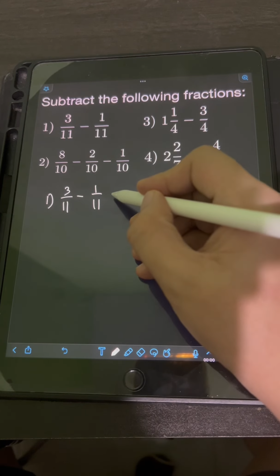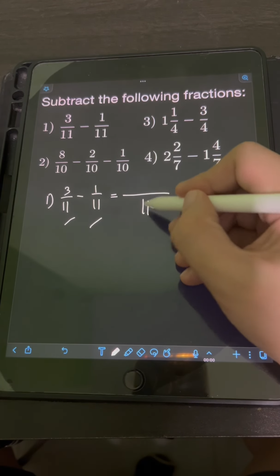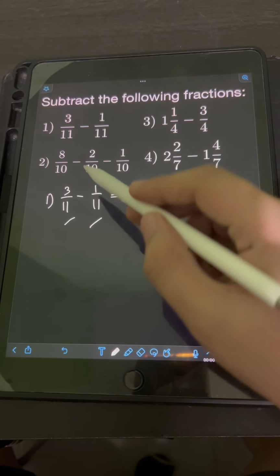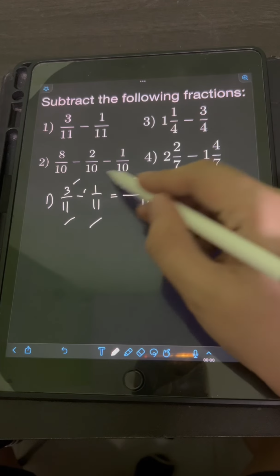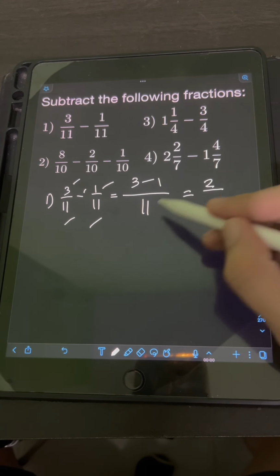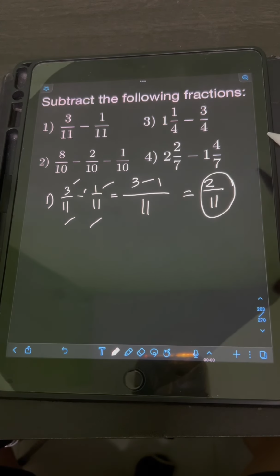When we are subtracting similar fractions, we just need to copy the same denominator. So we have over 11, and then we just subtract the numerators. So we have 3 minus 1. So 3 minus 1, that's 2, over the same denominator of 11. So the final answer is 2 over 11.